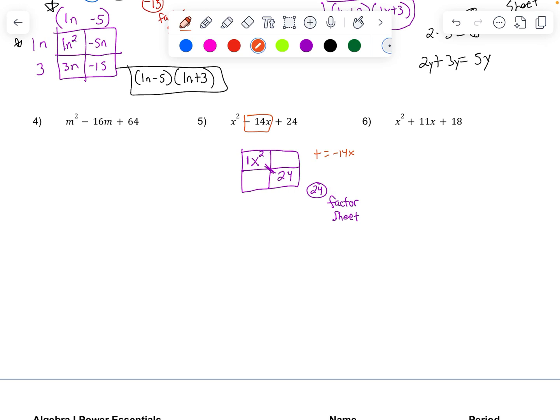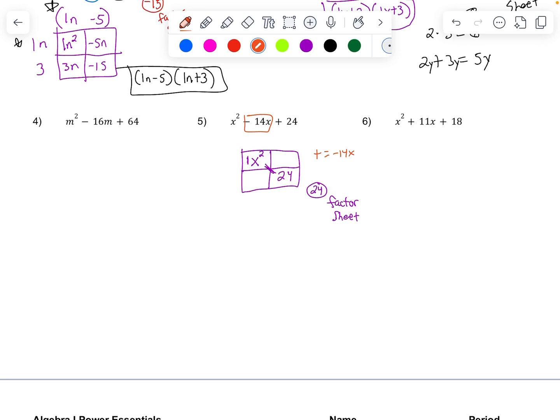24 and 1, no. 12 and 2, maybe. We have a 12 and a 2. If I add those, I get 14, but I need negative 14, so maybe that one. 3 and 8, no, because if I add I get 11, subtract 5. And then 6 and 4, if I add, I get 10. I subtract, I get 2. So we know it's got to be 2 and 12, but they have to add to a negative 14.